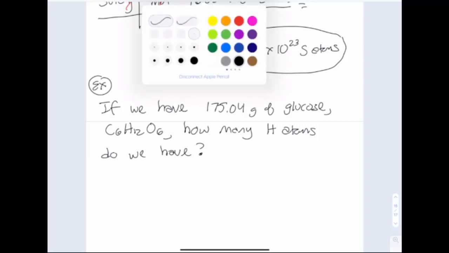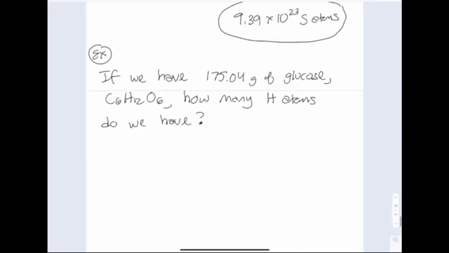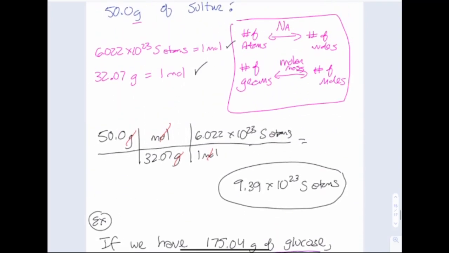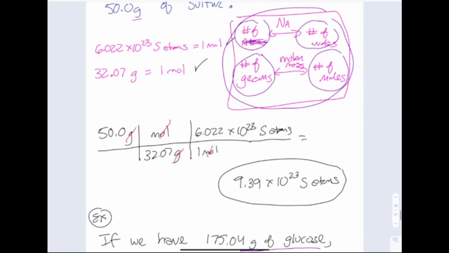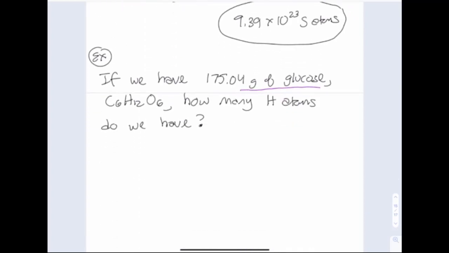So this one's a little trickier. I am starting with grams, right? But it's grams of glucose. If we go and look at the things that we know, I'm just looking at this, the only one that has grams in it is this. So I can go from grams of glucose to moles of glucose using the molar mass of glucose. Once I get moles of glucose, I can go to the number of glucose molecules, right? It's molecules in this case, not atoms. And then for every one glucose, how many hydrogen do I have?